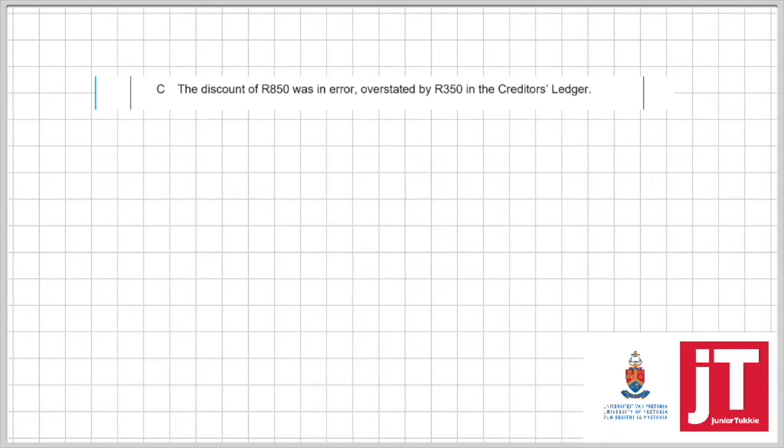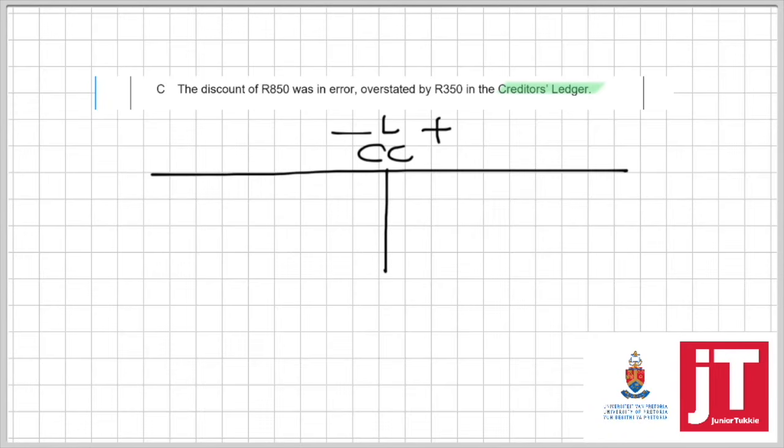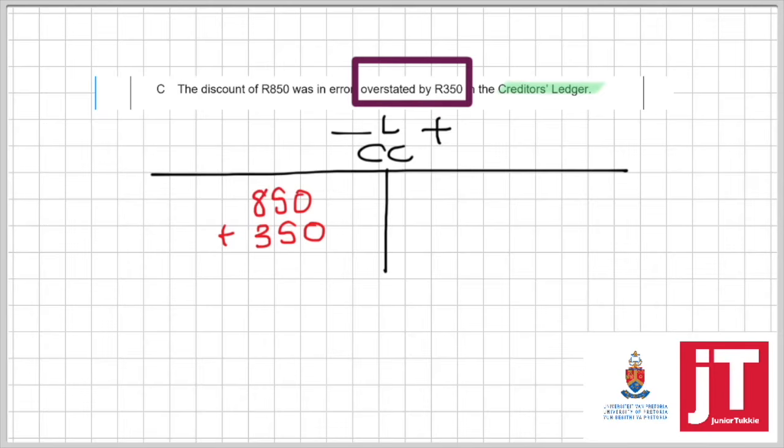Transaction number C. The discount of $8.50 was in error. It was overstated by $3.50 in the creditor's ledger. This means we made a mistake. We have overstated it by $350. So there's no calculation involved here. They told us we've overstated it by $350. We've shown it as $8.50. We added $3.50 on the debit side.